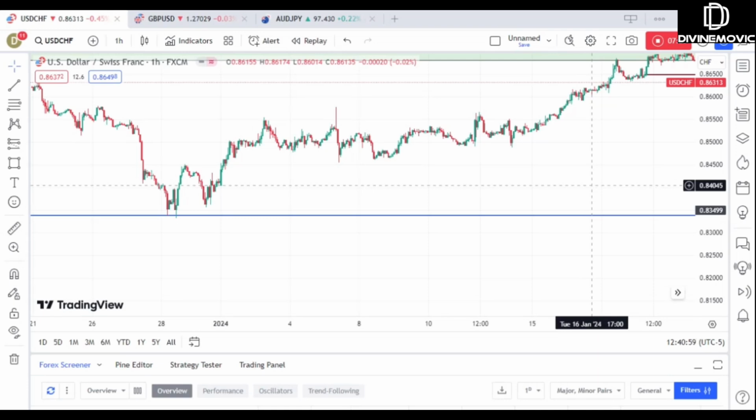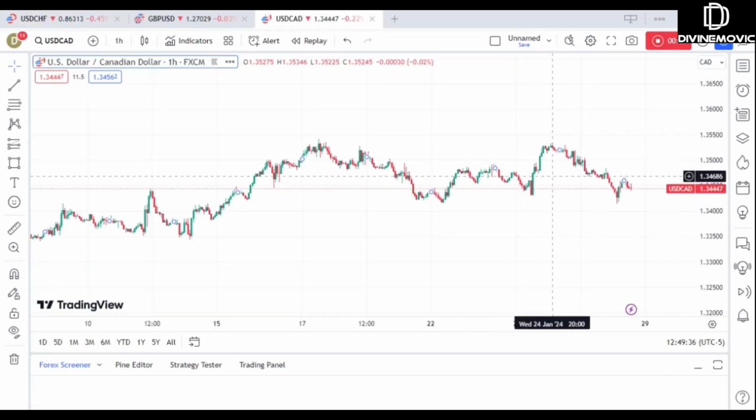So what I'm going to do now is go to a fresh page, or maybe a fresh pair, and see how I can analyze a possible setup, or a future setup, for us here. Now, if we have to analyze USDCAD, we're simply going to do the same thing we did on the USDCHF.